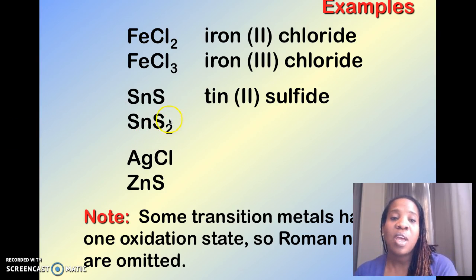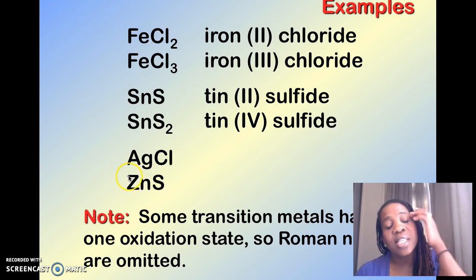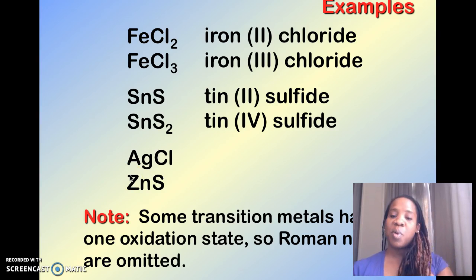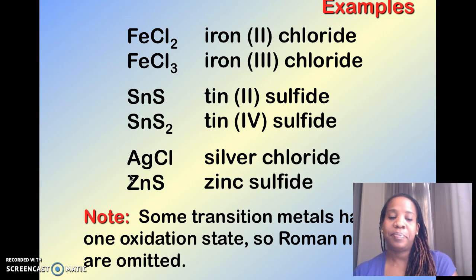So now, if I have this formula with 2 sulfurs, which is a total of -4, then that means tin has a charge of +4. The last two are an exception. Silver, even though silver is located in the same area as the transition metals, and the same with zinc, silver only forms a +1 charge, zinc only forms +2, so you do not need to specify the charge. So silver chloride, zinc sulfide.